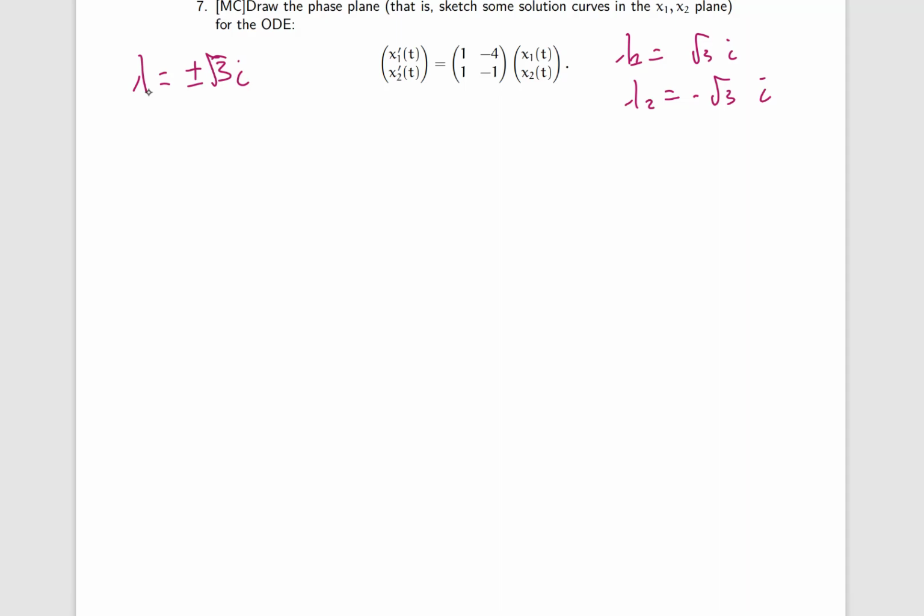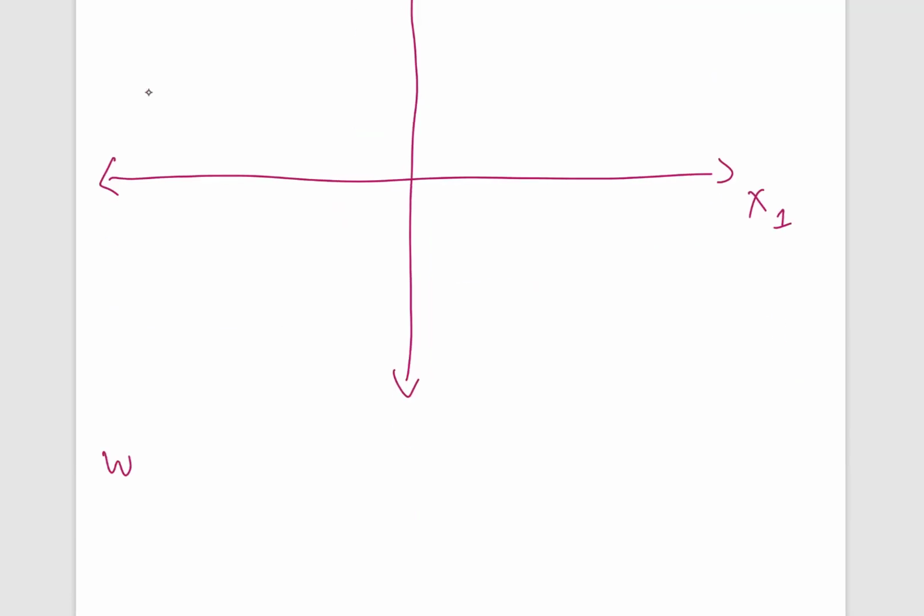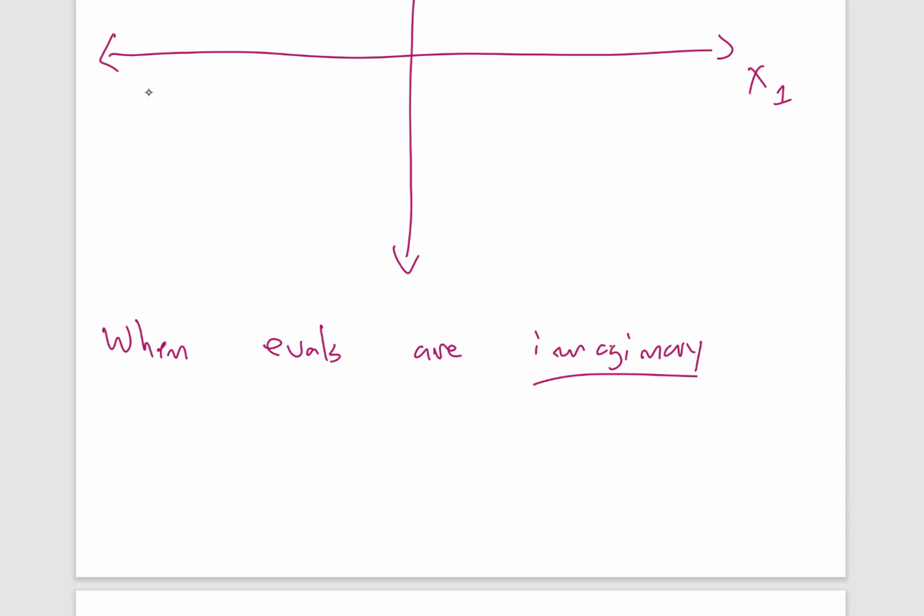But what I want you to know is that when the eigenvalues are purely imaginary, in other words, they're complex where the real part is 0, then the solution trajectories, or the solution curves in the phase plane, are going to be ellipses. So let me just write this down here. When the eigenvalues are imaginary, that is, the real part is equal to 0, then you have ellipses.